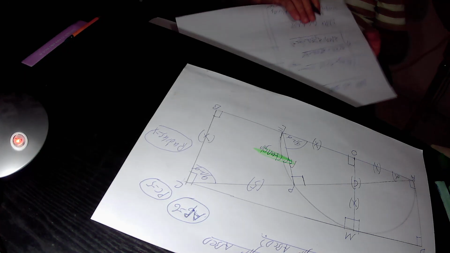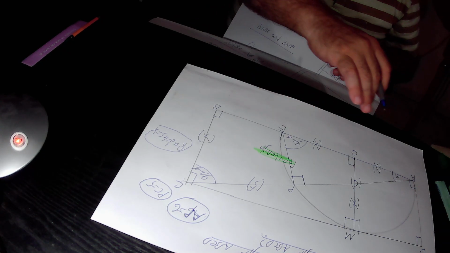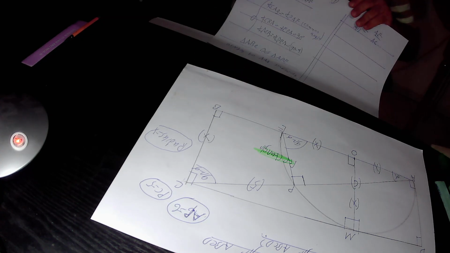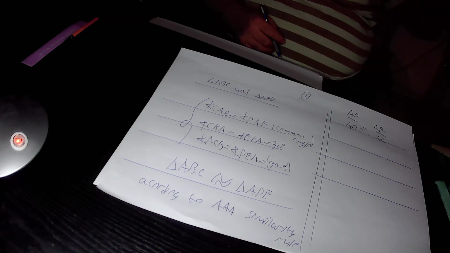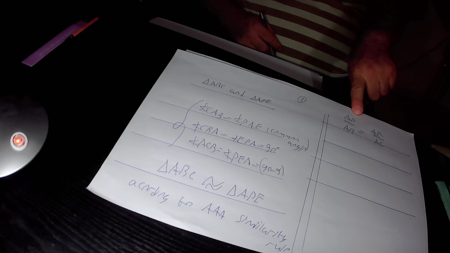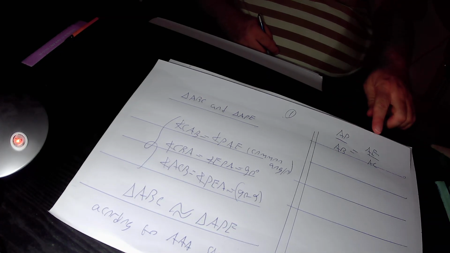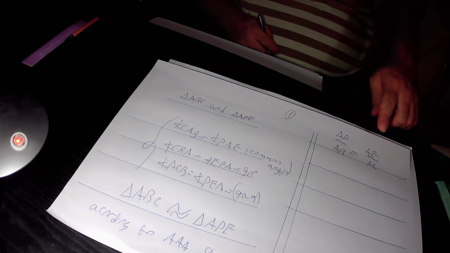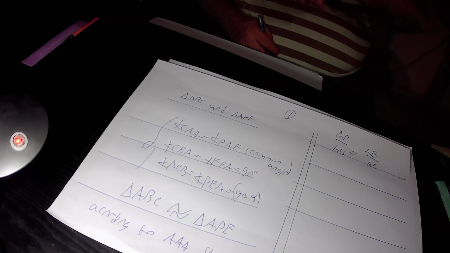Repeat again. From the fact that triangle APE is similar to the big triangle ABC, we derive that the following relationship exists between their sides. We derive that side AP of the right triangle APE over side AB of the big right triangle ABC is equal to side AE of triangle APE over side AC of the big right triangle ABC.